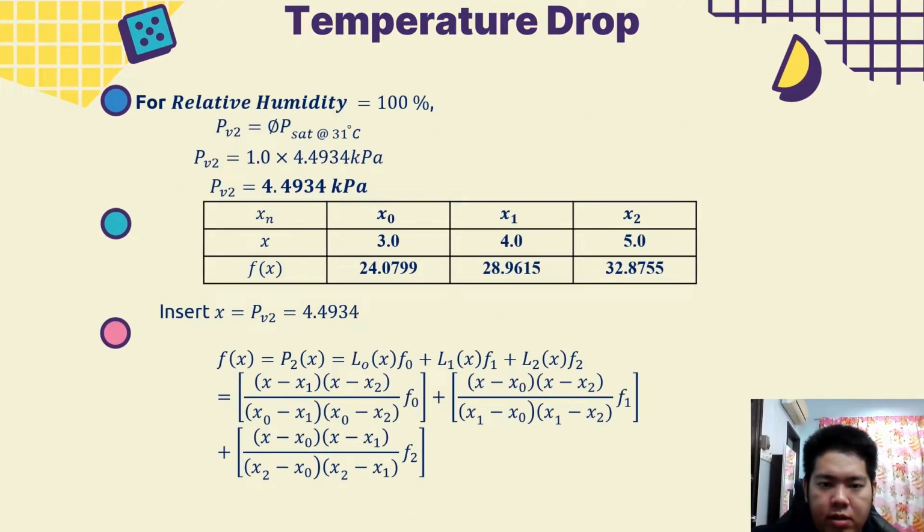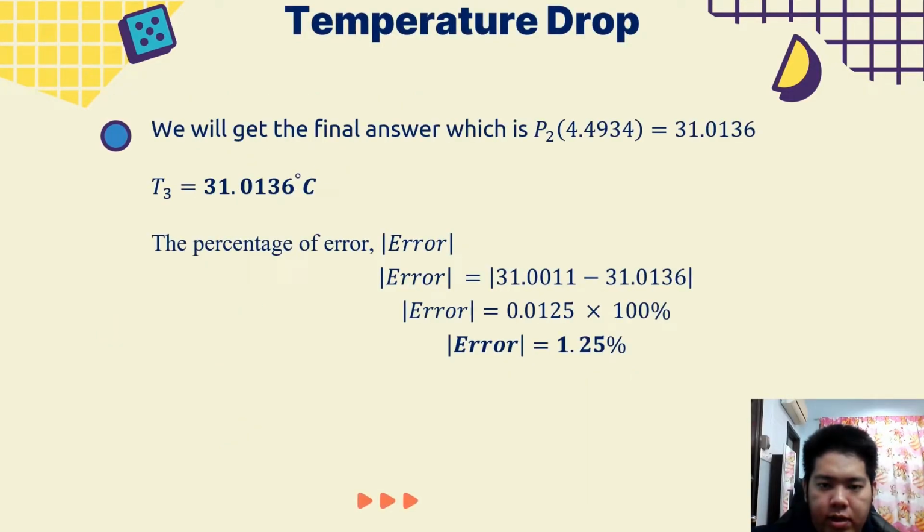For the relative humidity 100%, the PV equal to 4.4934. We sub the 4.4934 into the formula. Then we will get the final answer, which is the temperature T equal to 31.0139. For the percentage of the error equal to 1.25%.